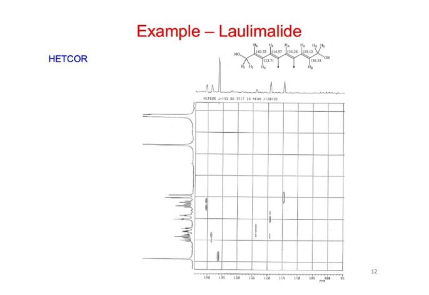All right, so here is a HETCOR. So notice the axes are rotated. So the proton is on the, this would be the F1 direction, and the C13 is on F2.